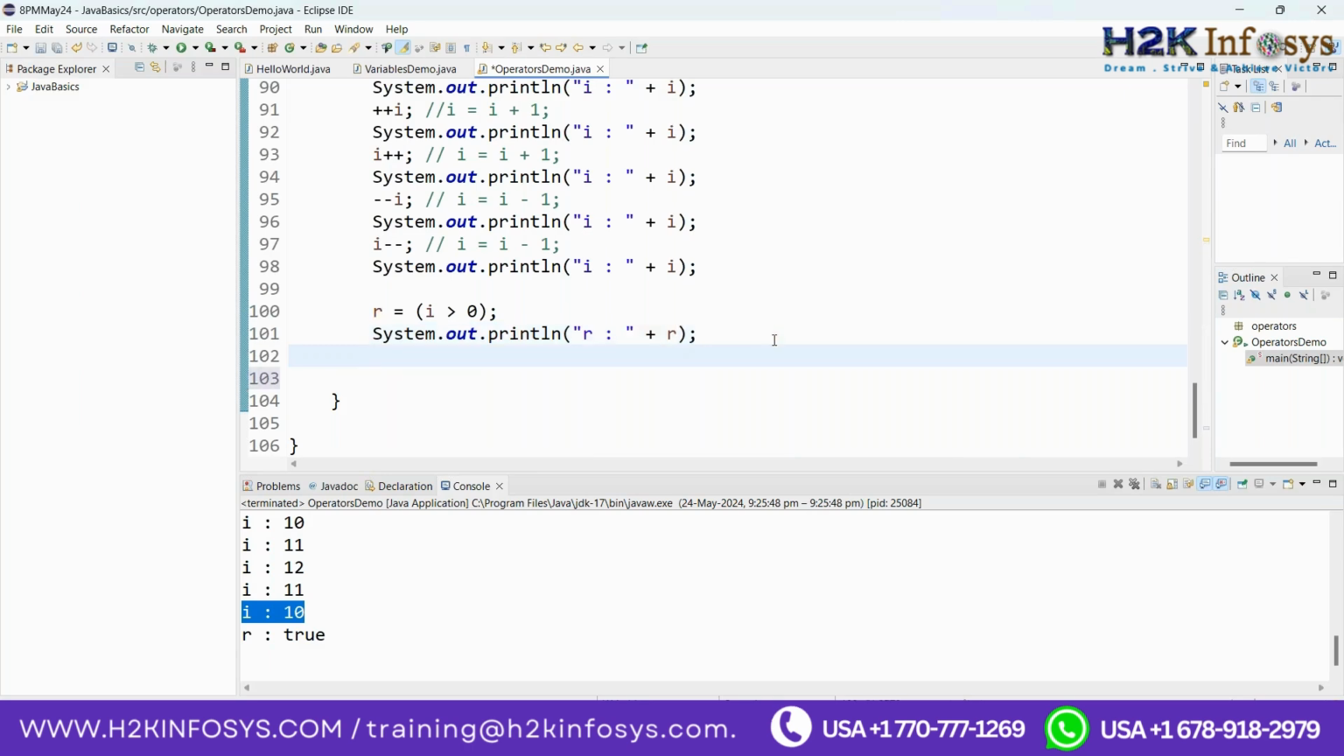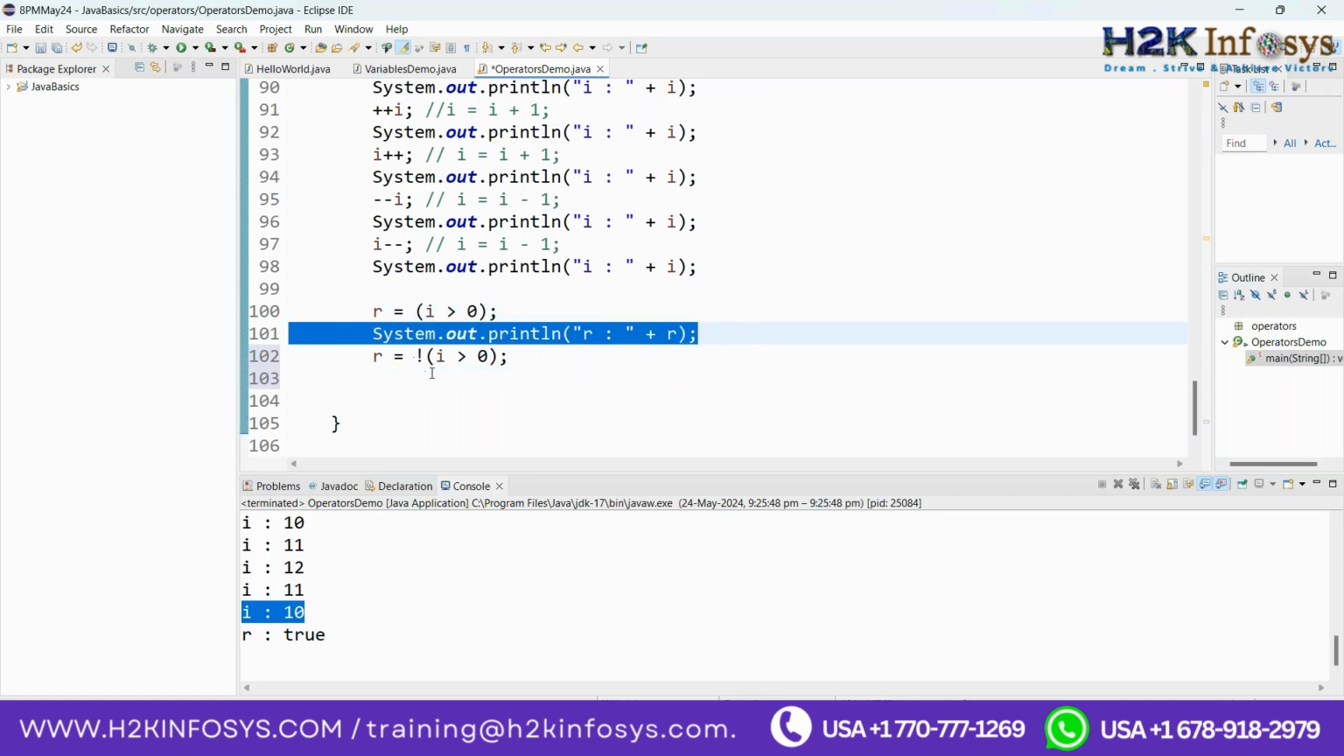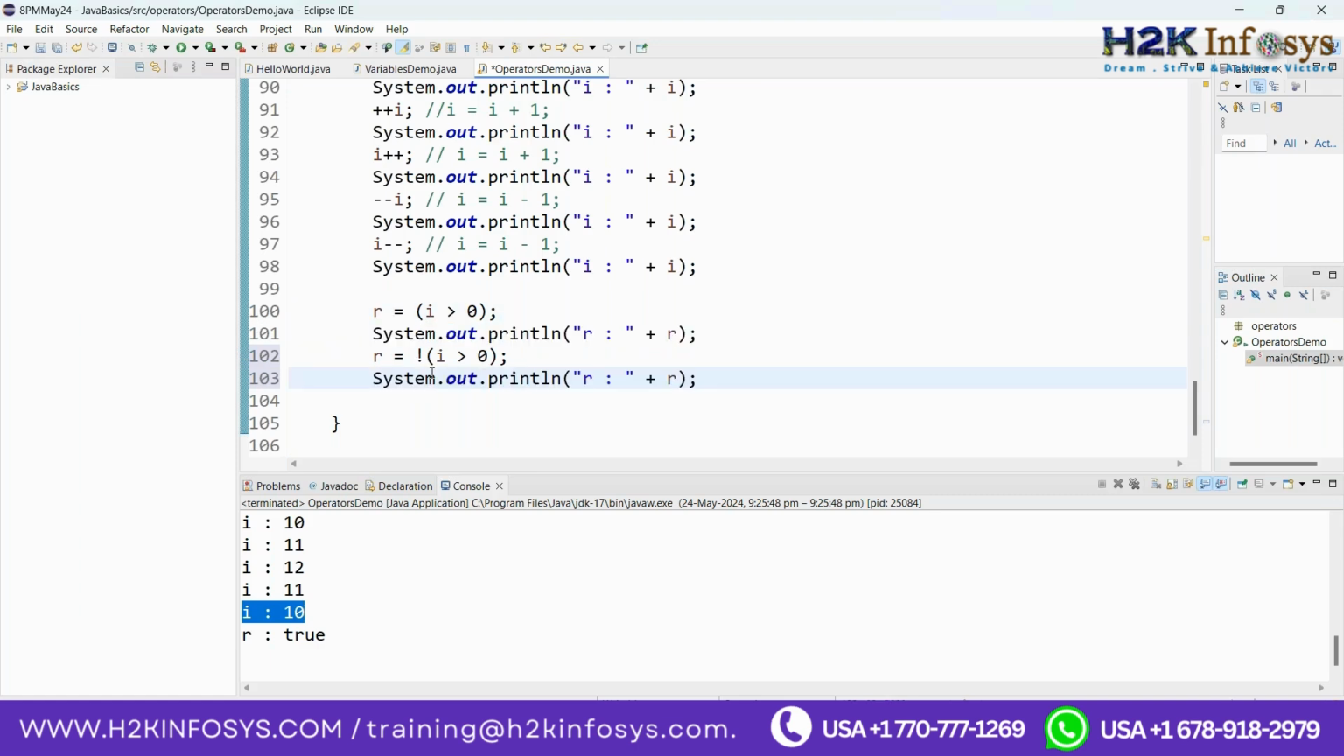Now see this. What this not does is, whatever true you have, it turns to false. Whatever false you have, it turns to true. Now your r value will be false. So this is just a reversal of our actual expression, true or false. If it is true, it turns to false. If it is false, it turns to true.